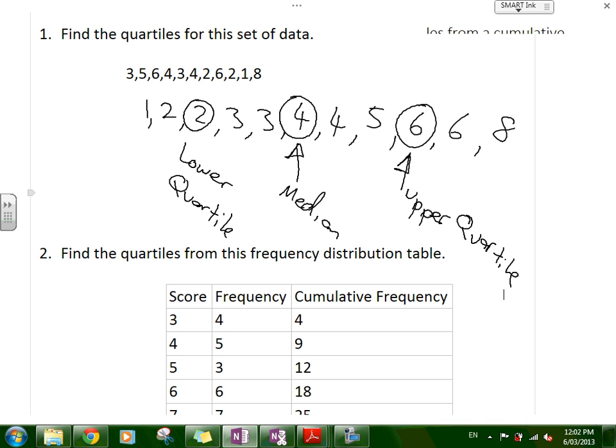Now we can also find the median and the quartiles from a cumulative frequency distribution table, because we get a total number of scores, and then you're able to work out where the halfway point is, etc. I'm just going to align the board.